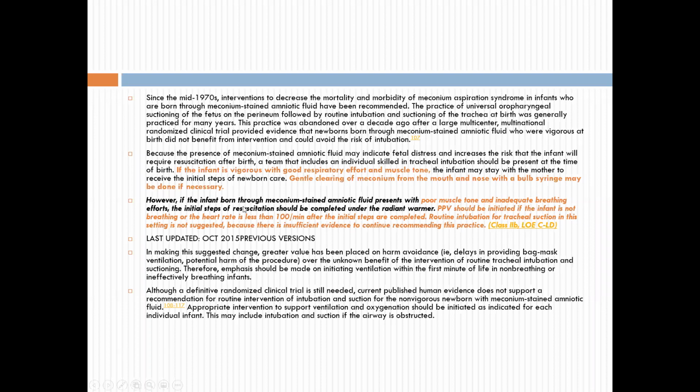And here it describes, it says, if the infant is born through meconium stained amniotic fluid and has poor muscle tone, inadequate breathing efforts, you do your initial steps of resuscitation in the radiant warmer. Positive pressure ventilation should be initiated if the infant is not breathing or if the heart rate is less than 100 per minute after the initial steps are completed. Routine intubation for tracheal suction in this setting is not suggested because there is insufficient evidence to continue recommending this practice.